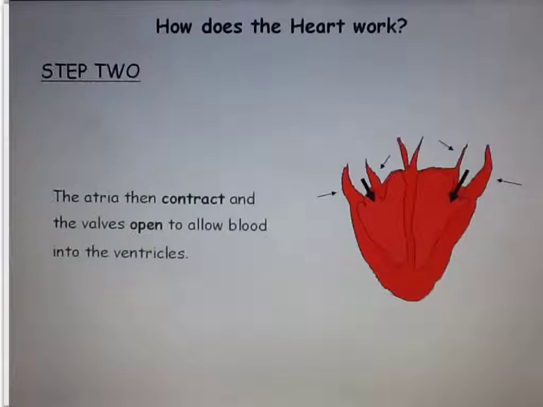Step 2 is that the atria contract. Remember that your heart is made of cardiac muscle, and contracting is when the walls of the muscle push inward. So your atria contract, and it squeezes the blood into the ventricles, or the lower parts of the heart.